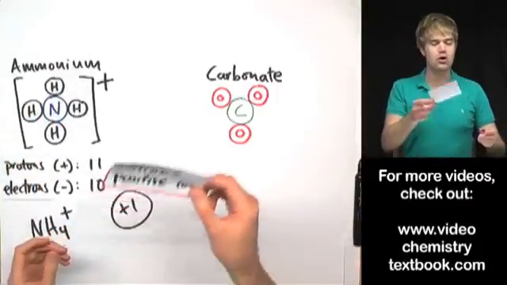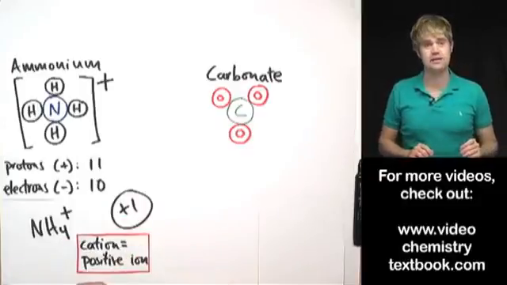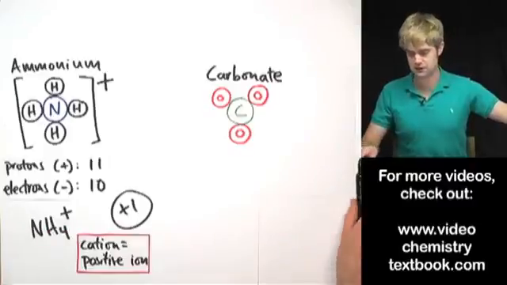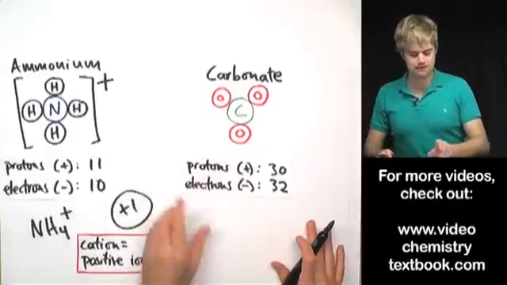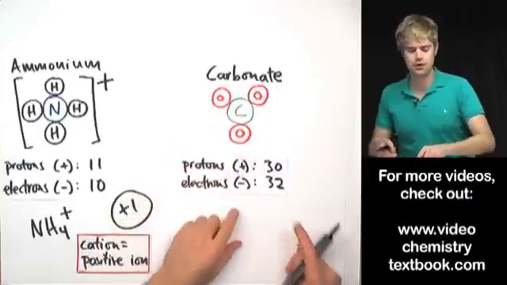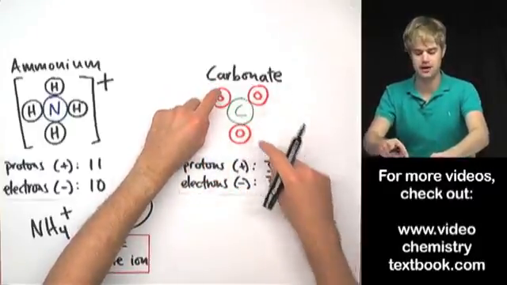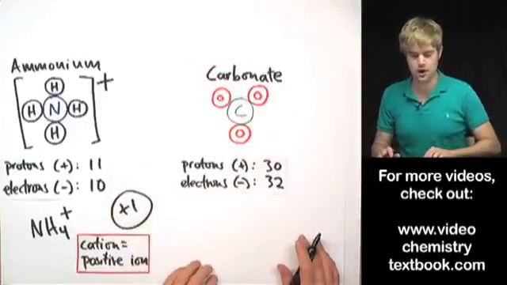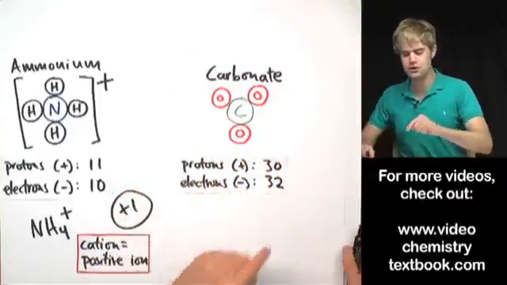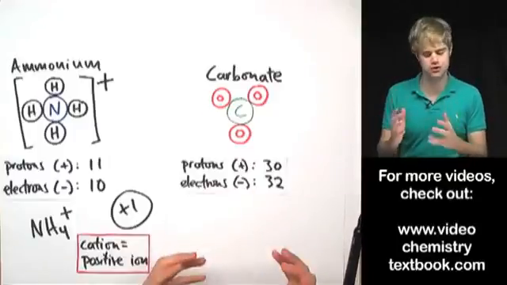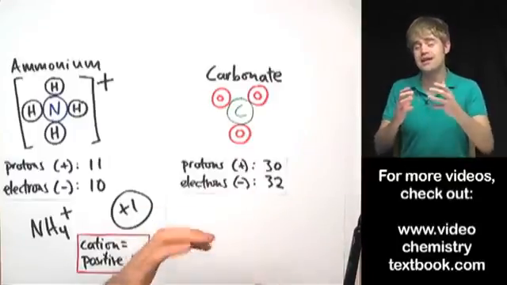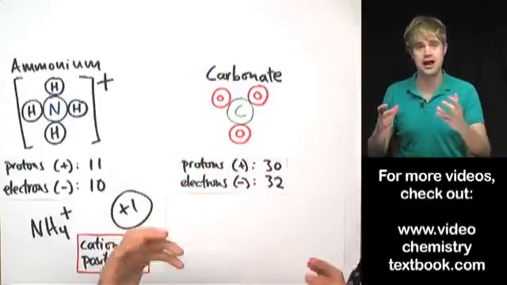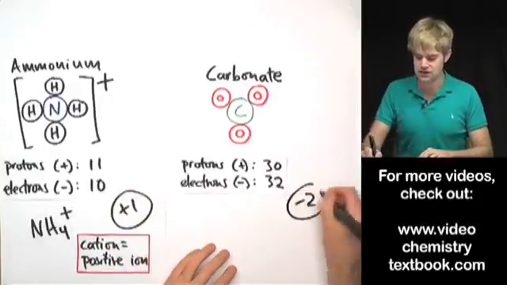I can also call this thing a cation, a polyatomic cation, because a cation is what we call ions that have a positive charge. Now, carbonate, we can do the same thing with it. We can count up the total number of protons that are in the atoms that make it up, and we can also count up the total number of electrons in this whole group. We get 30 protons total and 32 electrons total. So we have more electrons than protons, which means we have more negative charge. This is going to have a net negative charge, and since there are 2 more electrons, it's going to have a net charge of -2.